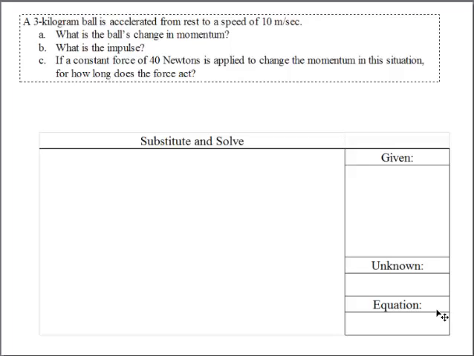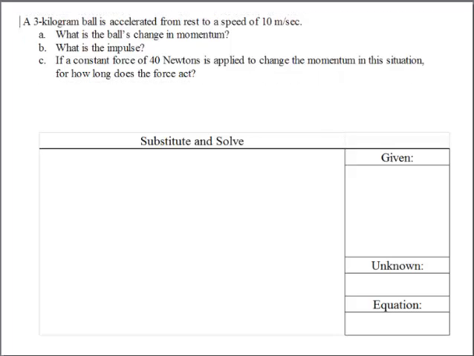A 3 kilogram ball is accelerated from rest to a speed of 10 meters per second. A. What is the ball's change in momentum? B. What is the impulse? And C. If a constant force of 40 newtons is applied to change the momentum, how long does the force act? Well, let's solve A first.